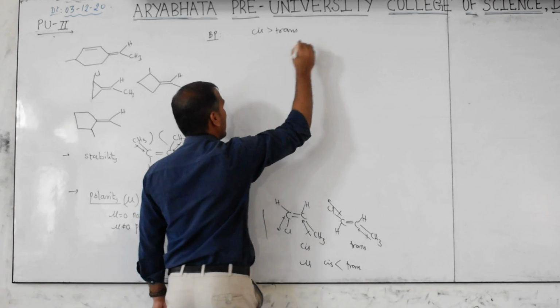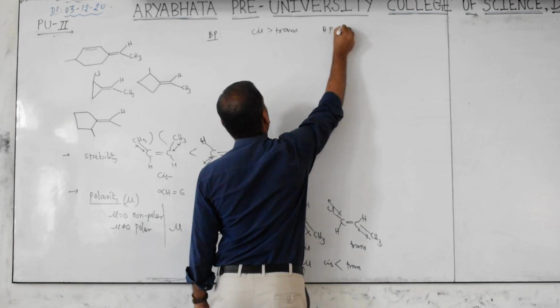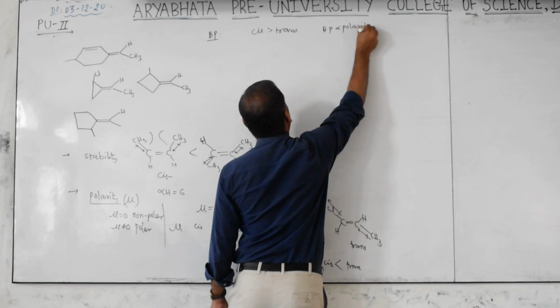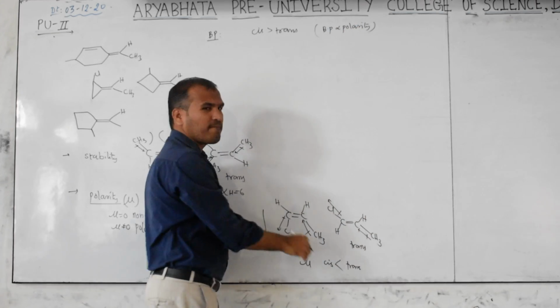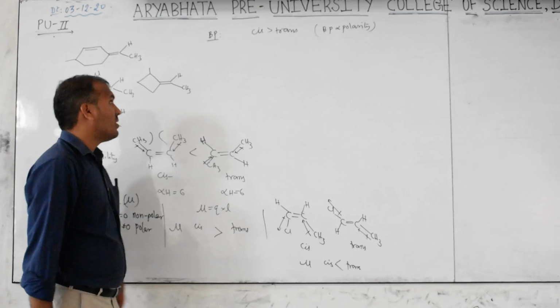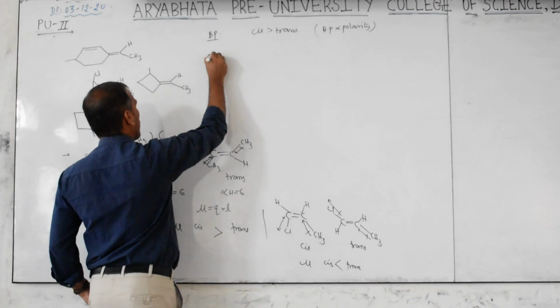Why cis? Because boiling point is directly proportional to polarity. Clear? The next one is melting point.